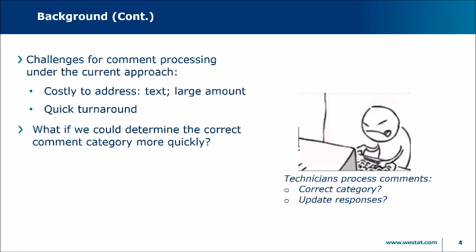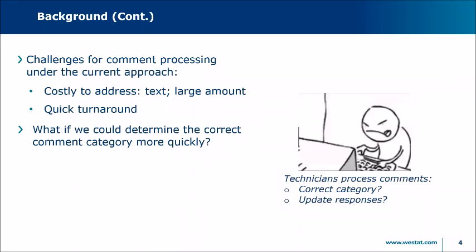So this approach remains challenging because, first of all, it's very costly to assess. The comment itself is text, and we need to review it manually. And also, there's a large amount of comments we receive in each data collection period. For this period, we can receive roughly 15K comments. And also, we have to process those comments as soon as possible because MAP itself is a longitudinal study, meaning that the data have to go to the field in a very quick turnaround.